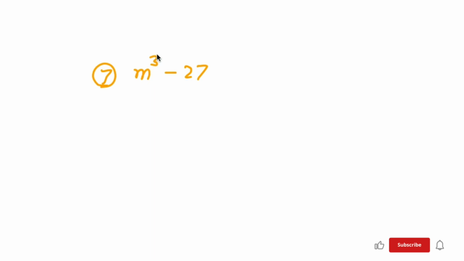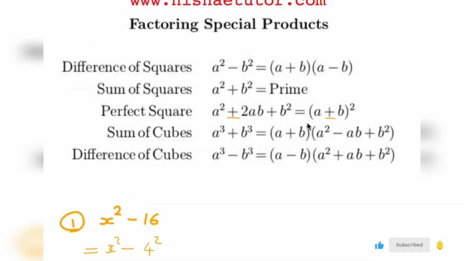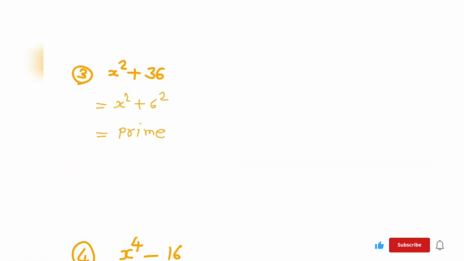Now here is a cube, and here is a negative. So maybe we can compare with the difference of cubes formula. So m to the power 3 minus 27, it means 3 to the power 3. Okay, so what is our formula? This one, a cube minus b cube. So (a minus b)(a square plus ab plus b square). This one, the last formula.